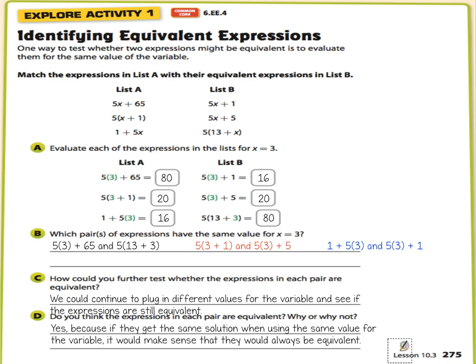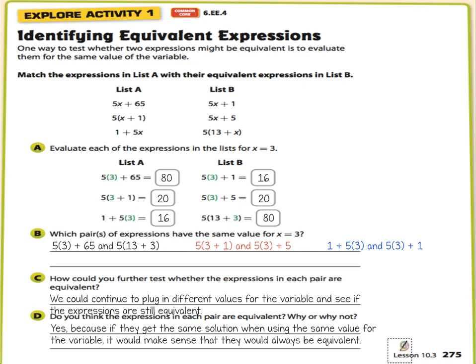they get the same solution when using the same value for the variable, it would make sense that they would always be equivalent. So when I put in a 3 in one expression and put in a 3 in the other expression and I get the same answer, it would make sense that those expressions, even though they look different, since they give me the same answer, would be equivalent. Much like our fractions, like 2/4 and 1/2. Even though they look different, they both have the same value. If I were to say that Ricky ate 2/4 of the pizza and Johnny ate half of the pizza, they still ate the same amount of pizza even though I said it differently for both people.